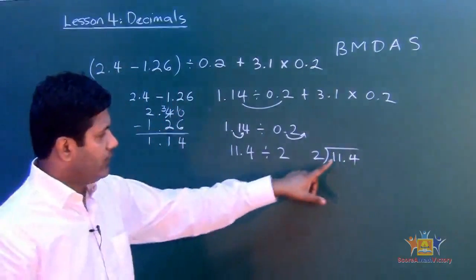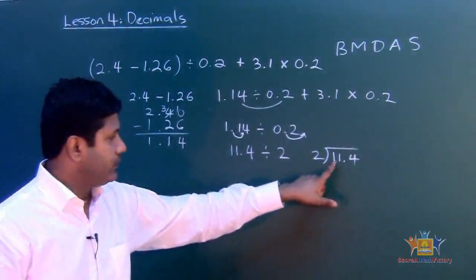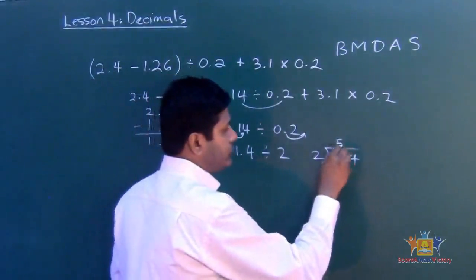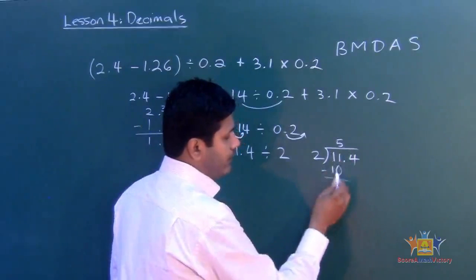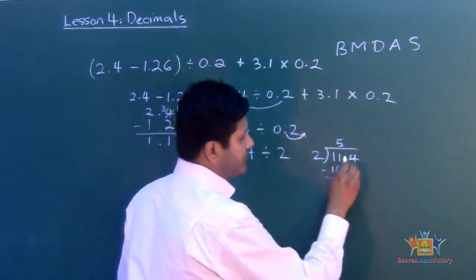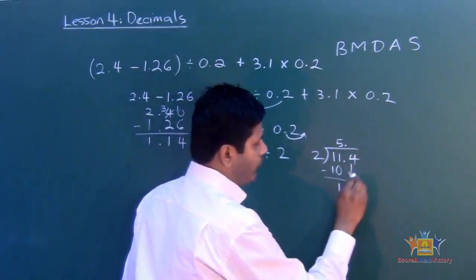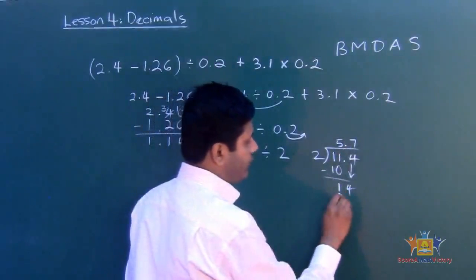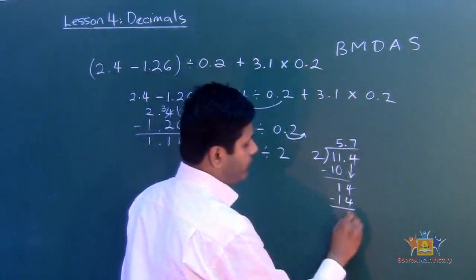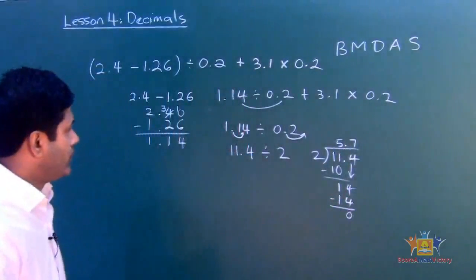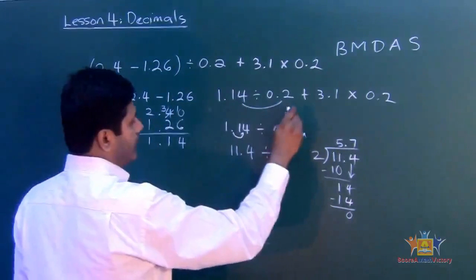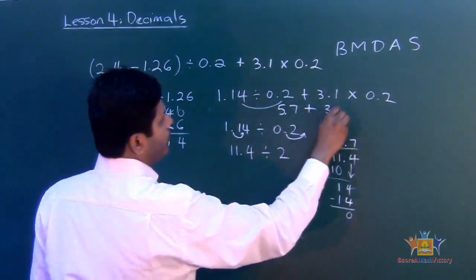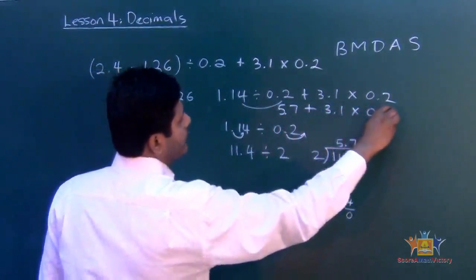So now ask yourself, 1, you cannot, so you go to the next digit. In 11, there's how many 2s? 5, because we know that 5 times 2 is 10. So 11 minus 10 is 1. That's a decimal right there. Bring the decimal up, bring the 4 down. So in 14, there's how many 2s? 7, because 7 times 2 is 14. So 14 minus 14 is 0. So we did this part. So this one became 5.7 plus 3.1 times 0.2.